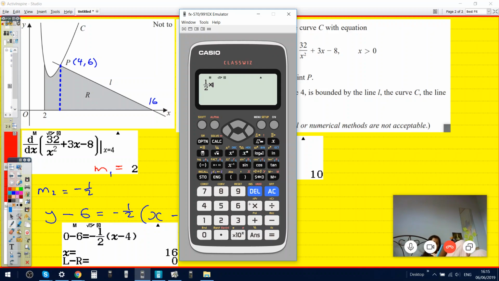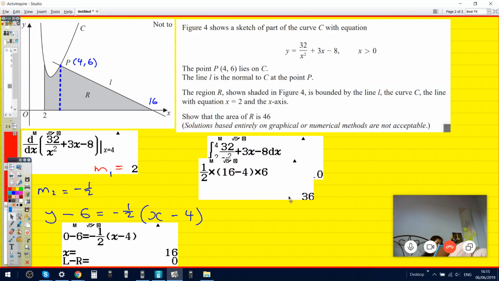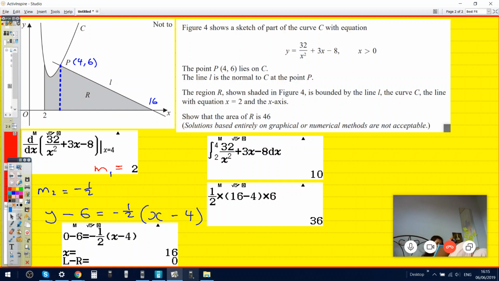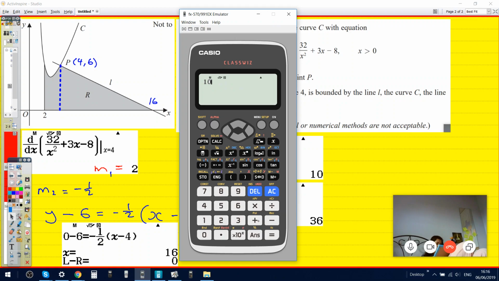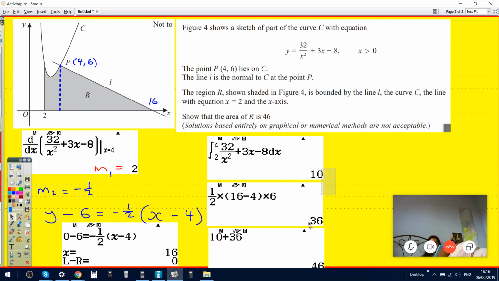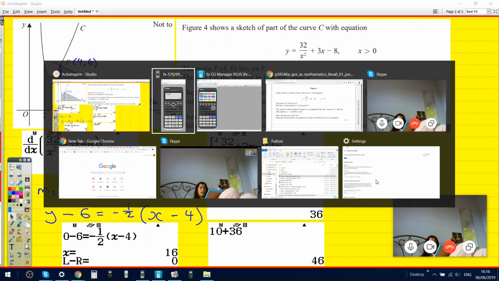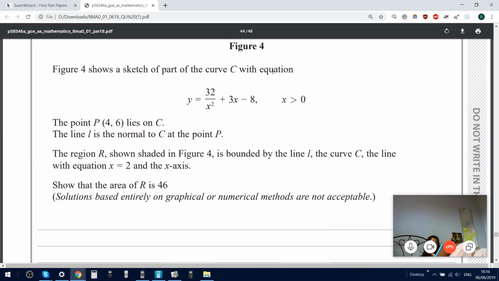And then you put that in, so you get something times calculator. 32 over x squared plus 3x minus 8. Or 2 equals 10. With 10 plus 12 times 6. Oh wait, no, it's half the base, so 6 times 6 is 36. The 10 plus 36 equals 4.